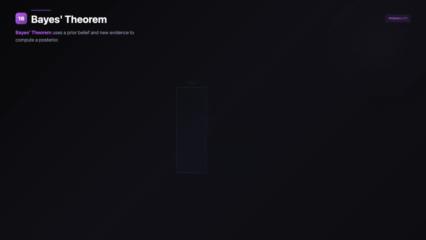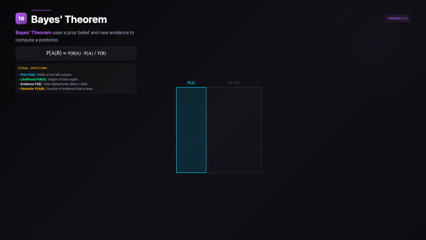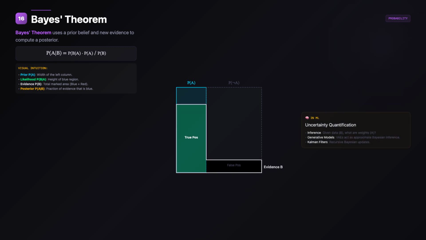Bayes' theorem updates beliefs based on evidence. Posterior equals likelihood times prior over evidence. Start with a prior, observe data, get a posterior. Foundation of Bayesian ML and uncertainty estimation.